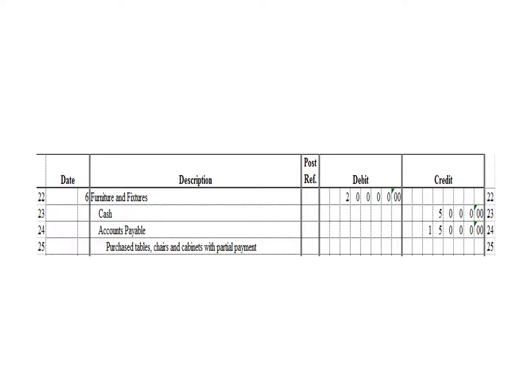To journalize the transaction, we write the date 6. We debit furniture and fixtures for 20,000 pesos. We credit cash 5,000 pesos because there was a payment of cash, so there was a decrease in cash. Then credit accounts payable 15,000 pesos because accounts payable increased. Description, purchase tables, chairs, and cabinets with partial payment.